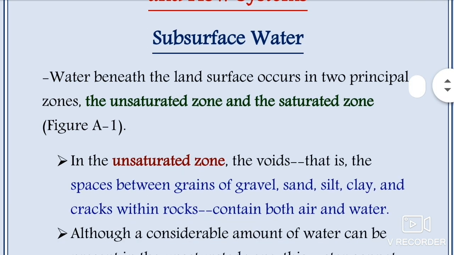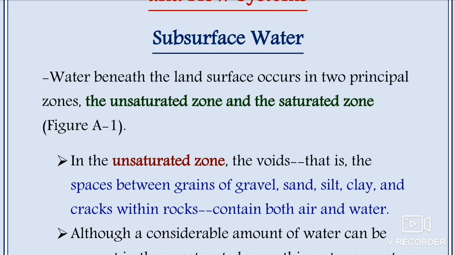So firstly we will talk about the subsurface water, the surface water as well as the subsurface water. When we talk about hydrogeology or groundwater geology, we are basically talking about the subsurface water that is flowing under the earth. Water beneath the land surface occurs in two principal zones. These are very important zones, that is the unsaturated zone and the saturated zone.